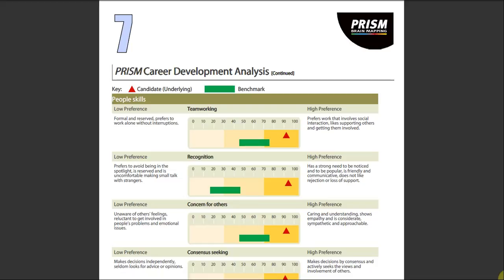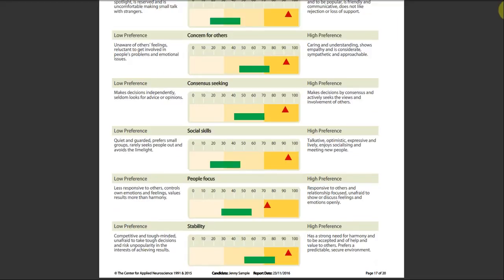The conclusion is that a candidate is a moderate fit with the benchmark for team working. However, if we look at social skills, we can see that the candidate has a higher preference for talkative, optimistic, expressive and lively, enjoys socializing and meeting new people than the benchmark range, and this will be considered a mismatch.